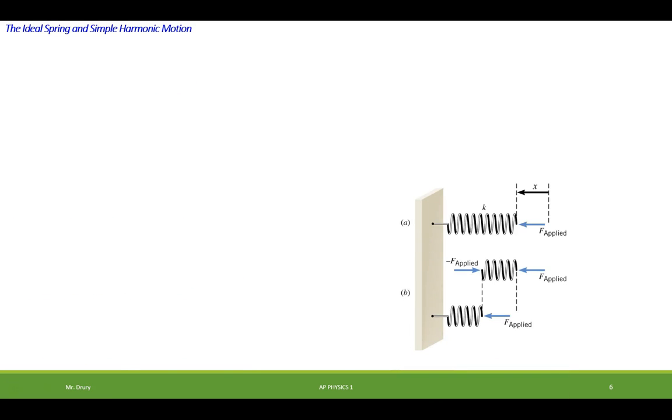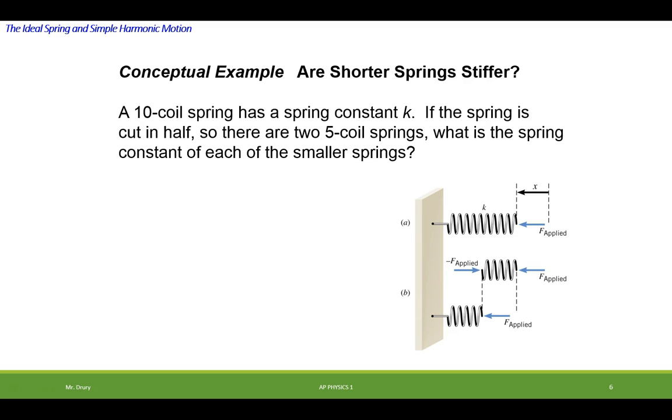Okay, here's another interesting problem. This is more of a conceptual problem. You have a 10-coil spring, spring constant k. The spring is cut in half, so there's two 5-coil springs. What is the spring constant in each of the smaller springs?